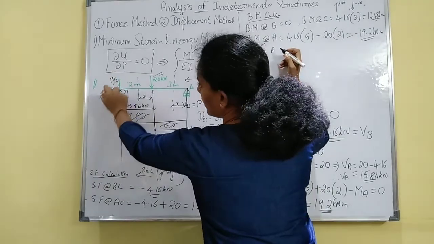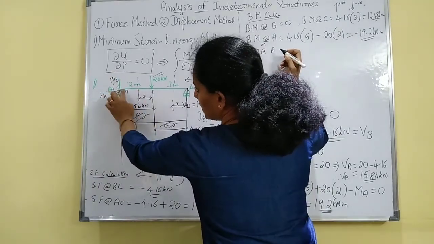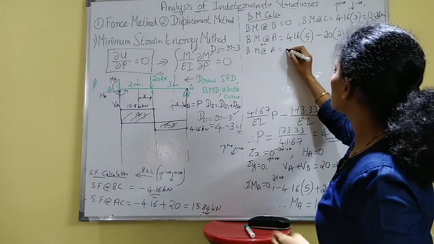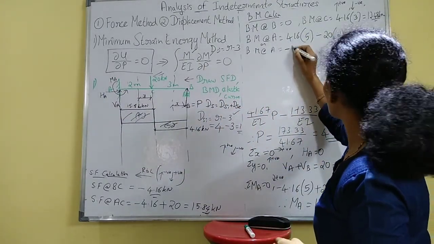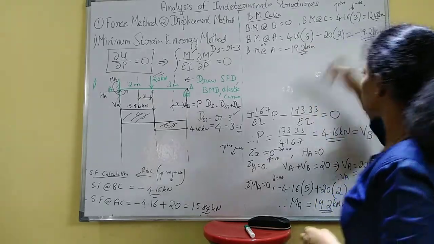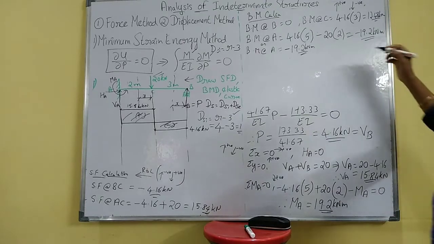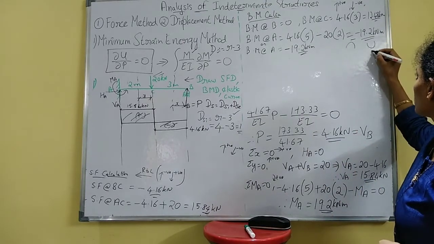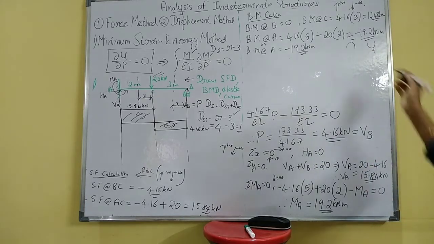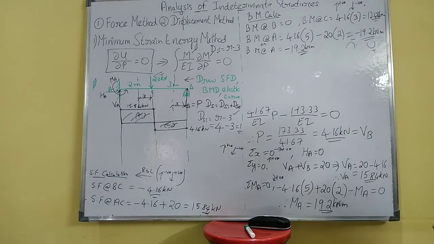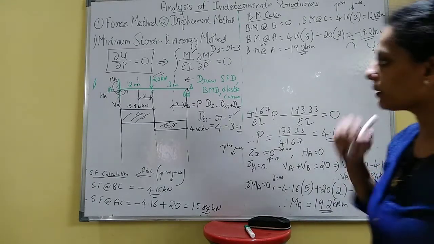See this, for this region, it is pushing your beam towards upward. So beam pushing upward is nothing but minus 19.2 kilonewton meter. So it is same. So if beam bends upward, you have negative, beam bends downward, you have positive. This is the sign convention for bending moment. This is nothing but hogging bending moment. This is known as sagging bending moment. So this is your hogging bending moment.